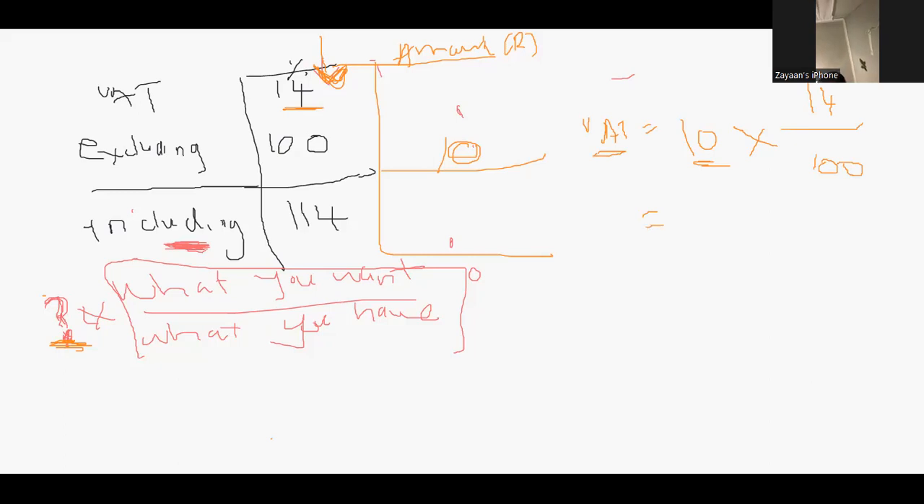So now calculate that for me. It will give us 140. No, it can't be 140. It has to be 1,4. Isn't it the 10 rand times the 14%? It's 14 over 100, which is 1,4. Take that 0 to the left. That's 1,4.